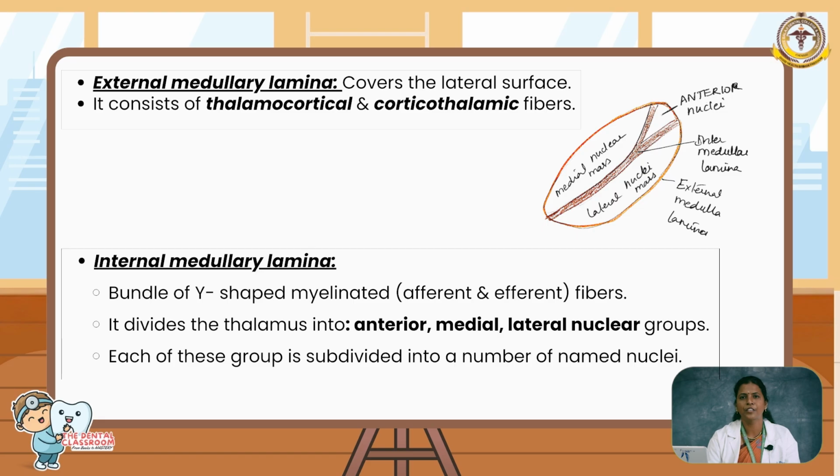What are the different nuclei present in the thalamus? How are the nuclei categorized? We have an imaginary Y-shaped internal medullary lamina which splits the whole thalamus into three portions: the anterior, the medial and the lateral. Based on this, the nuclei are also categorized into the anterior group, the lateral group and the medial group. There is not much classification in the anterior or the medial, but in the lateral group you have a number of nuclei which pertain to different functions. Let us see one by one.